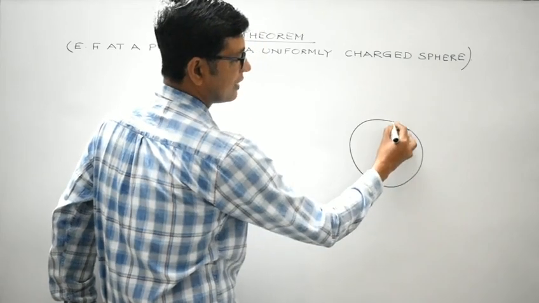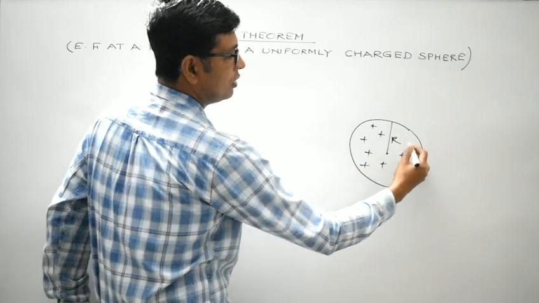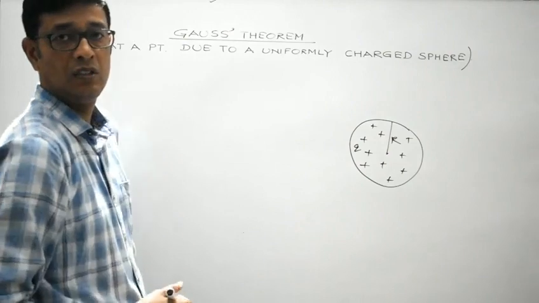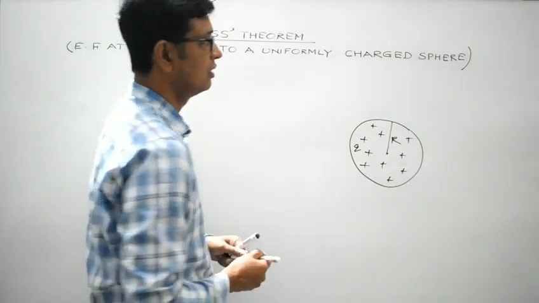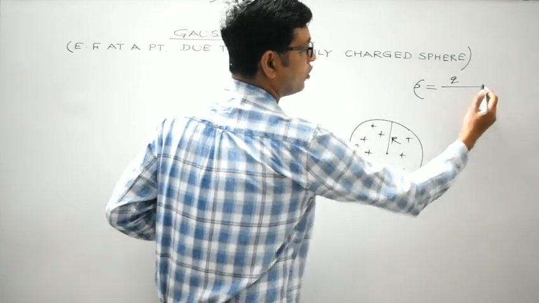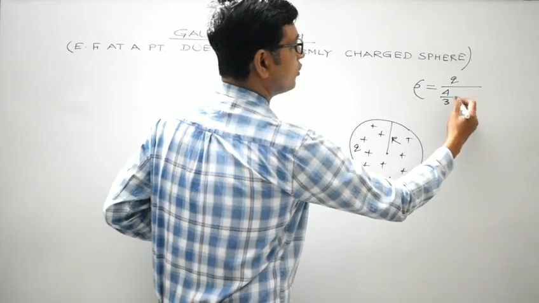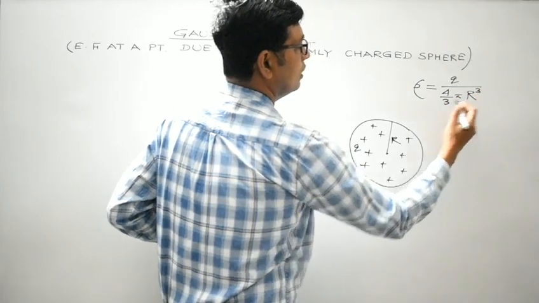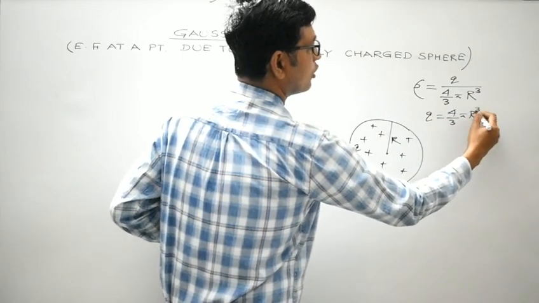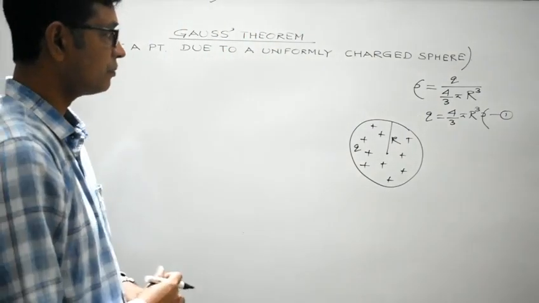So in order to proceed, we will consider a sphere of radius capital R, and let charge small q be uniformly distributed throughout its volume. So volume charge density is given by charge per unit volume. Volume of the sphere is 4 by 3 pi R cube. So the charge would be 4 by 3 pi R cube multiplied by rho. Let's put this as equation number 1.